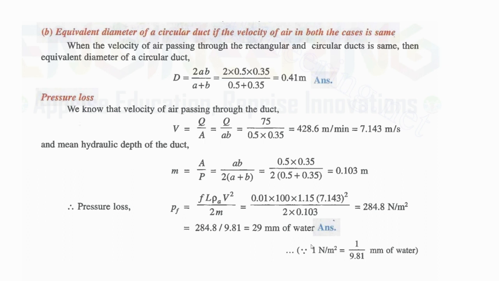Now the second sub question was to find the pressure loss. We know that the velocity of air passing through the duct, V, is given as Q upon A. Putting the values of Q and area, we will get V as 7.143 meters per second, and hydraulic mean depth M as A upon P. So we will get M equal to 0.103 meter. For the pressure loss, PF is equal to f L rho a upon rho a V square upon 2M. After putting all the values here, we will get friction loss as 29 mm of water.